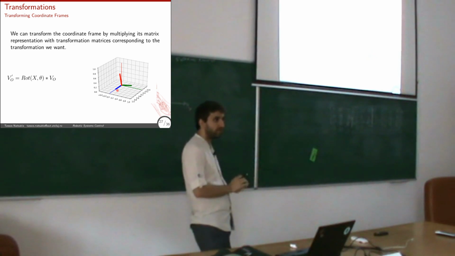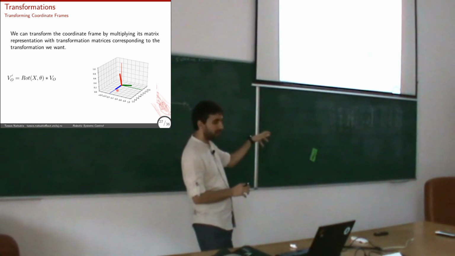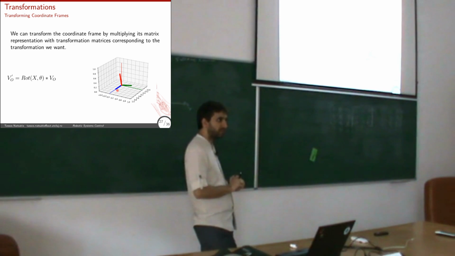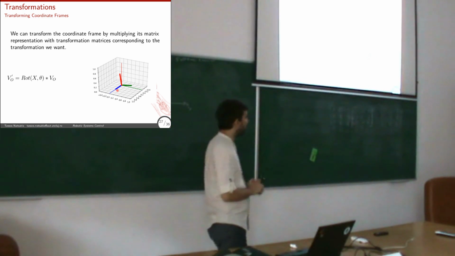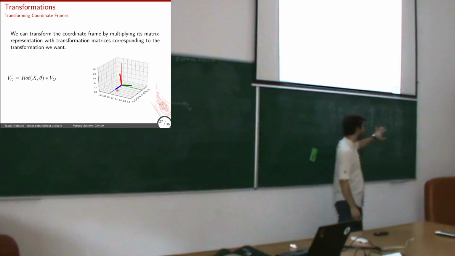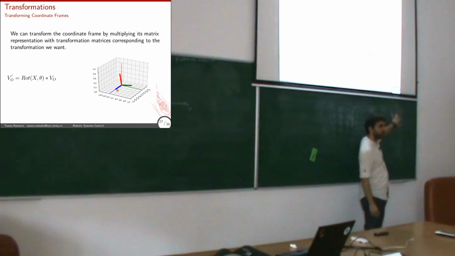Okay? Now, what if I want to do another transformation on this frame, on the already transformed one? How can I do it? So I rotate it on x by theta. Let's say I want to rotate on y by phi, after I rotate it on x by theta. How should I do it? So now I had this frame, I applied this transformation and I got this frame, and I want to move it again.